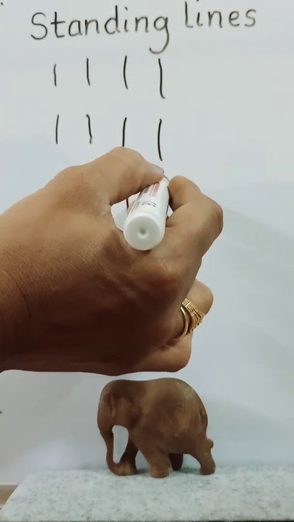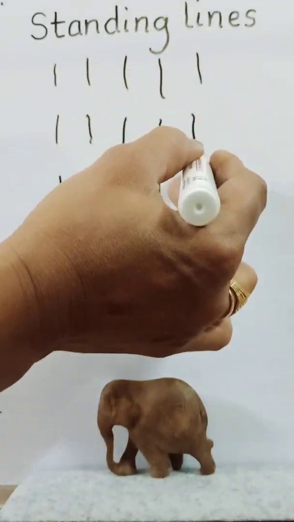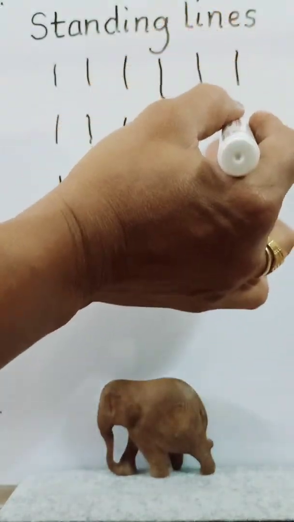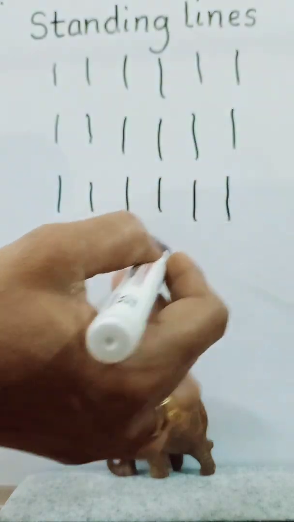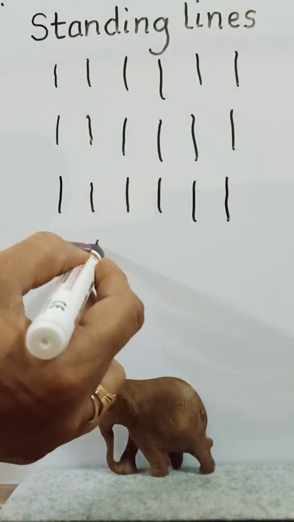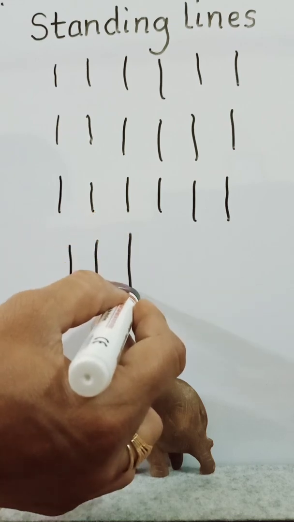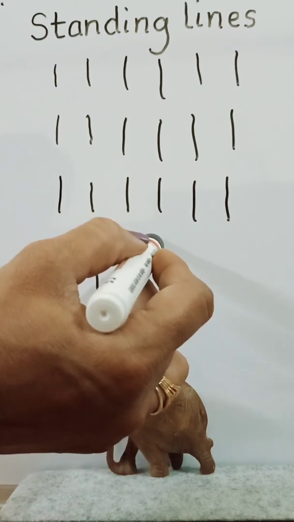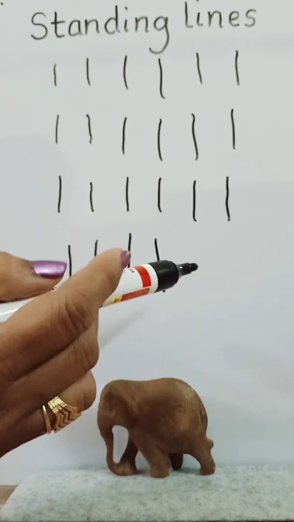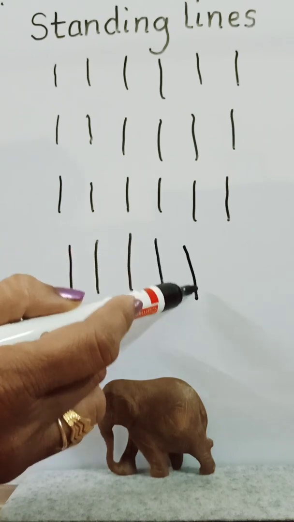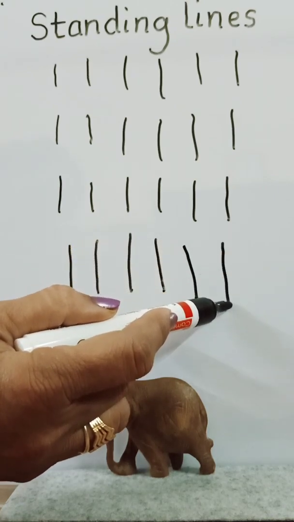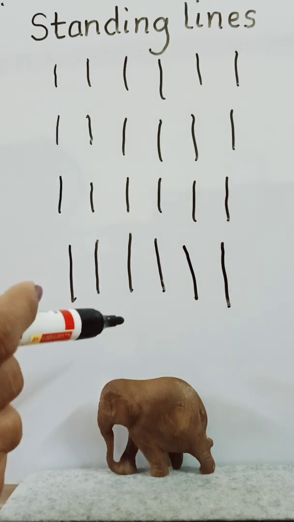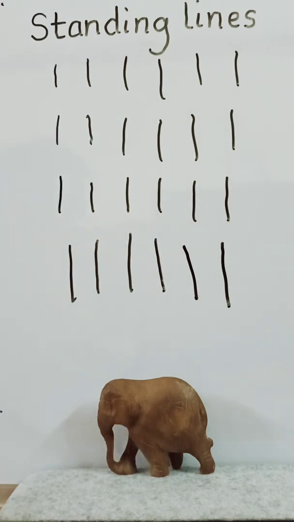So this is nothing else but standing lines. We will call them standing lines. Look, from top to bottom. From top, you pull it down. You hold the pencil at the top and pull it down. Top and down. So what is this? These are the standing lines.